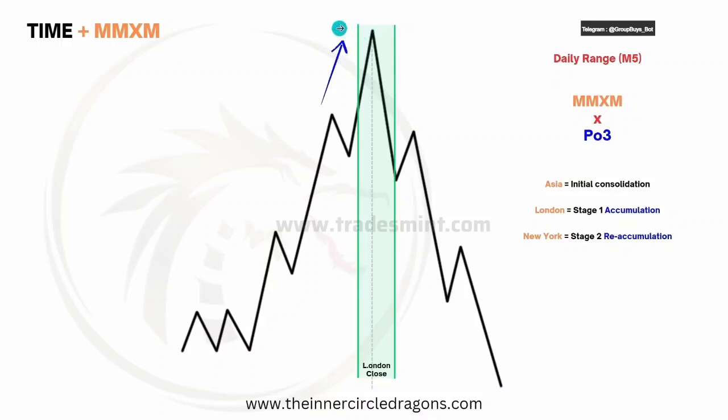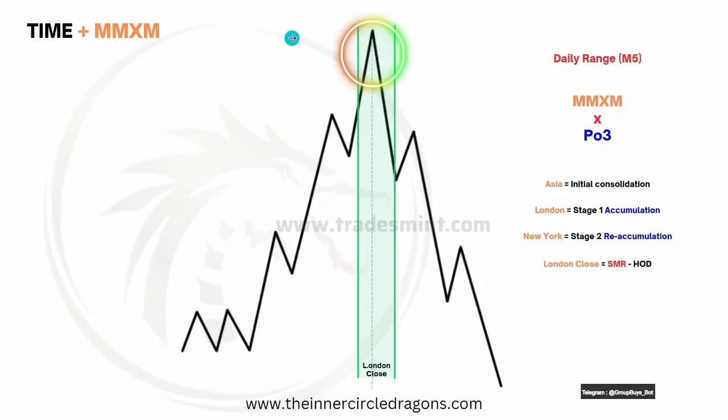If there is a news event in London close and we have not yet completed our buy side objective prior to the news release, then this is where the algorithm is likely to spool price. Once the buy side objective has been complete, we will see a smart money reversal and a change in state of delivery will take place.